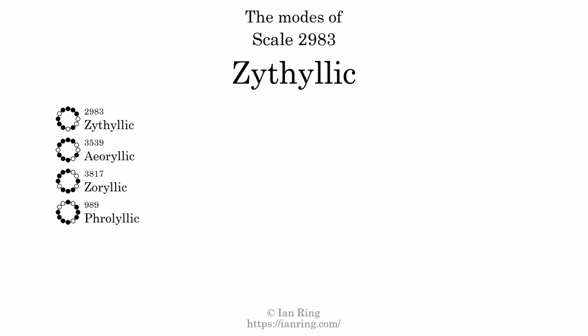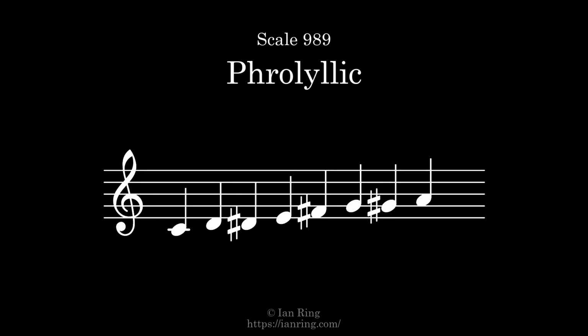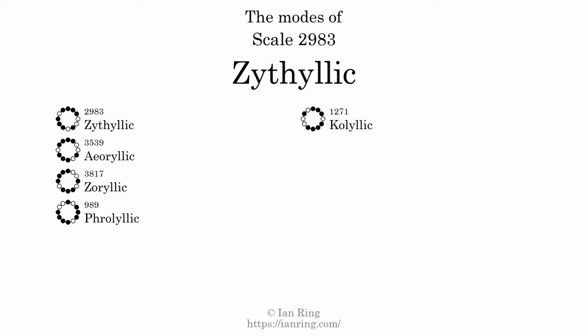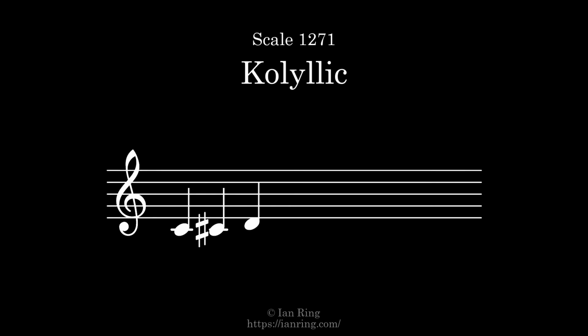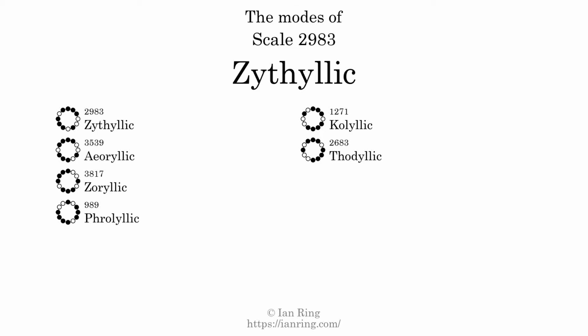The fourth mode is scale 989, also known as Triads. It sounds like this. The fifth mode is scale 1271, also known as Zythyllic. It sounds like this. The sixth mode is scale 2683, also known as Zythyllic. It sounds like this.